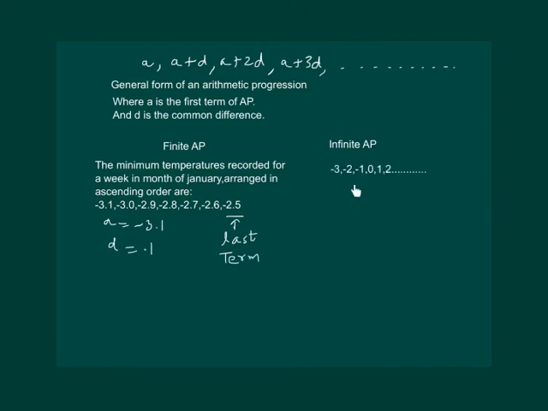Consider an example of infinite arithmetic progression. Here a is minus 3, d is 1, each term is differing from the preceding term by 1, so d is 1, and this list of numbers doesn't end. So it is an infinite arithmetic progression and it does not have a last term.